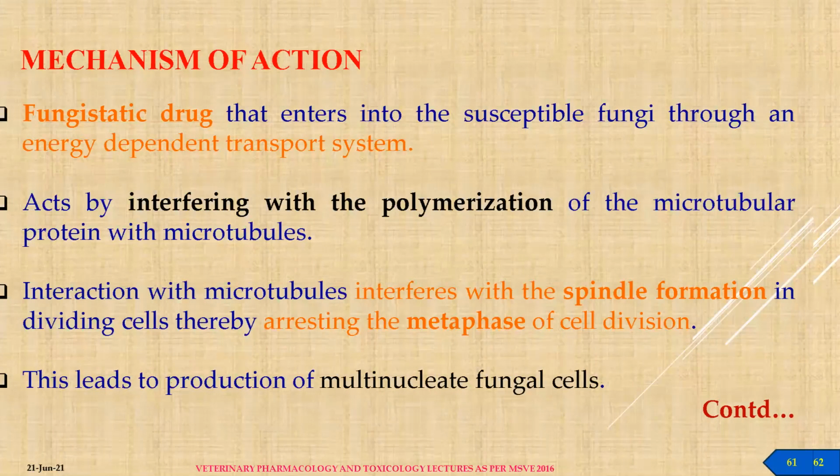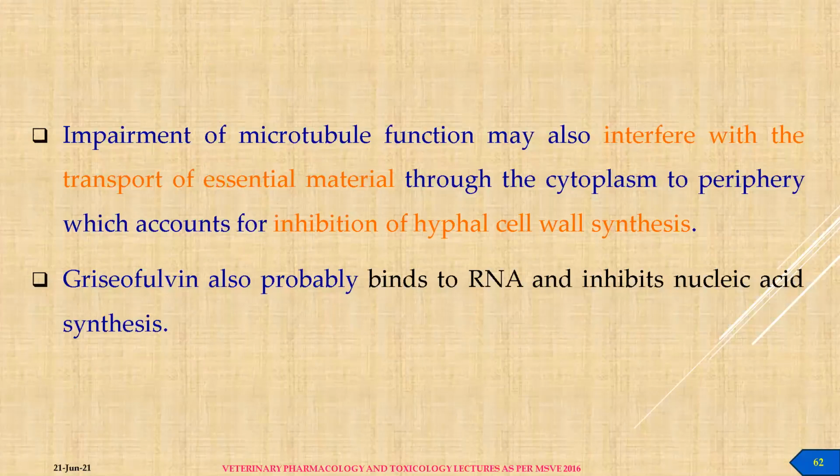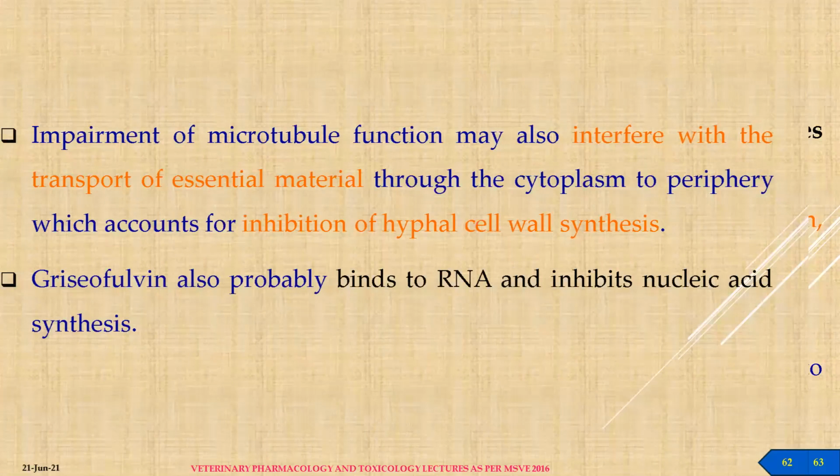Then the impairment of the microtubule function may also interfere with the transport of essential material through the cytoplasm to the periphery, which accounts for the inhibition of the hyphal cell wall synthesis. So it interferes with the transport of essential material through the cytoplasm to the periphery. Then griseofulvin also probably binds to the RNA and inhibits nucleic acid synthesis.